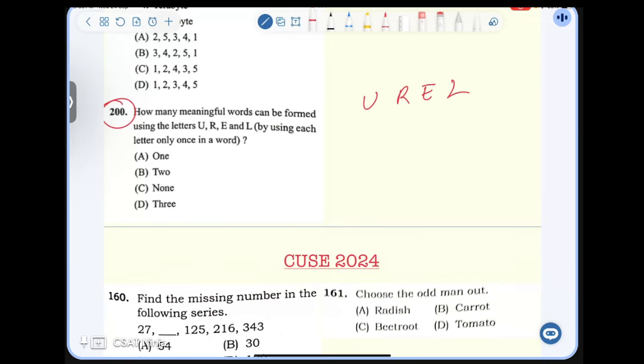U R E L. R U L E is one. And L U R E is one. I'm getting 2 here. I don't get anything like this. The option will be 2 there. Okay. I may be wrong, but I think this one should be the answer.